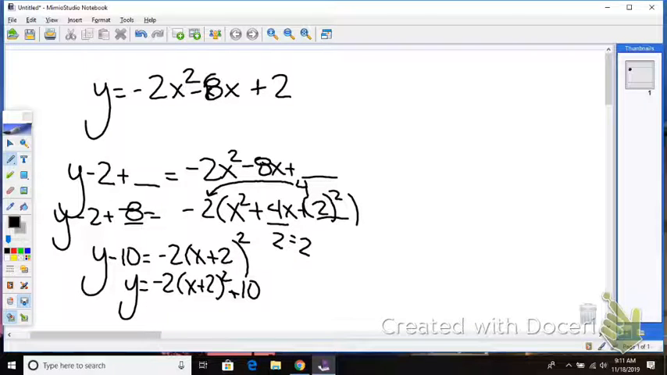Wait, so you keep that negative 2 in there? Yeah, it's got to stay. You can't just get rid of it, because it changes your graph. It flips the graph down and makes it narrow.